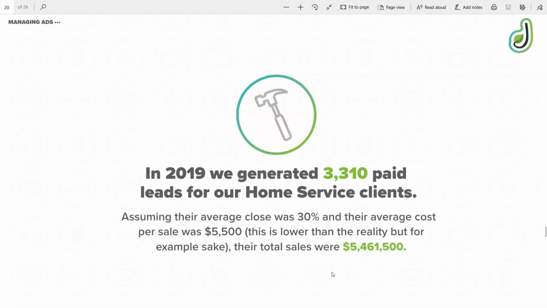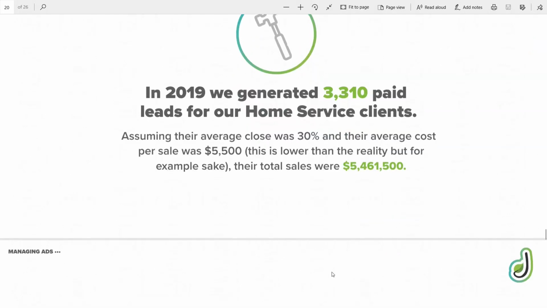And then average cost per sale, again, with the types of clients we work with in foundations and crawl spaces and basements, right around $5,500. Some clients it's a little higher than that, some lower depending on the services, but right around $5,500 is pretty normal. If you take those metrics and put them together and calculate out what that amounts to as far as the total sales, you're right at about $5.5 million, just under it. So $5.5 million in revenue, just based on paid advertising for 2019 for these clients.